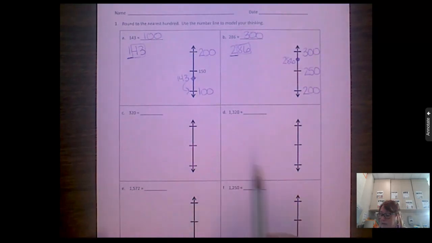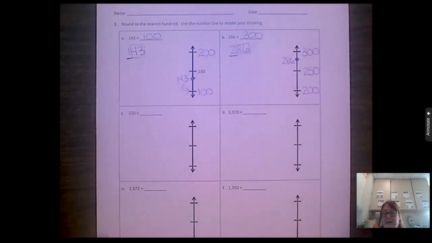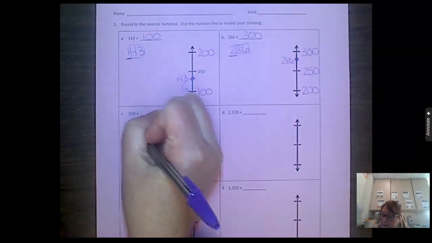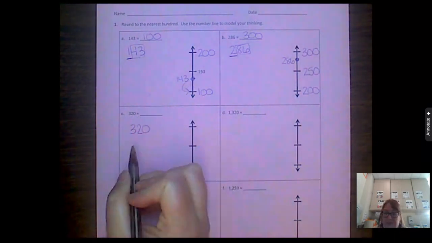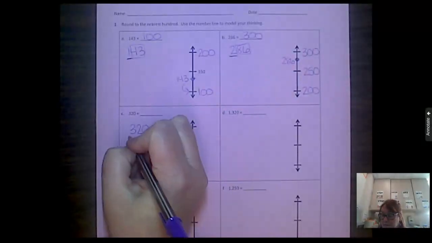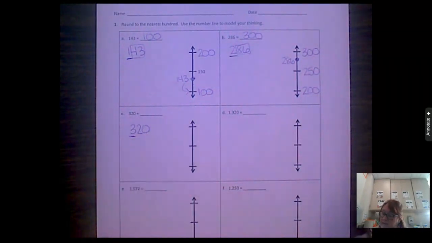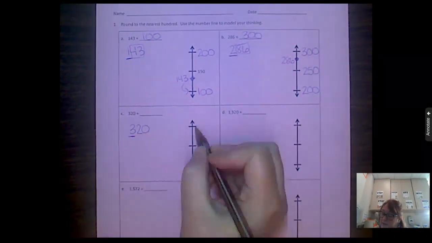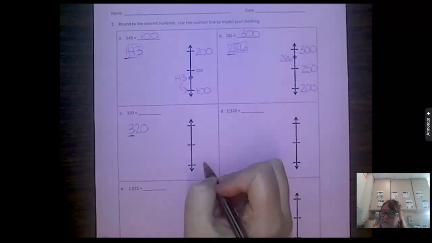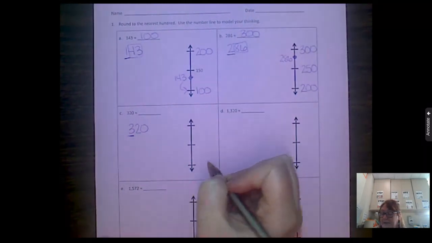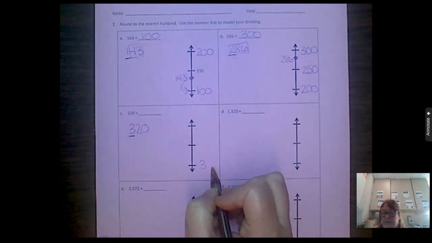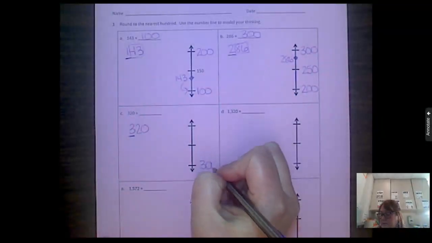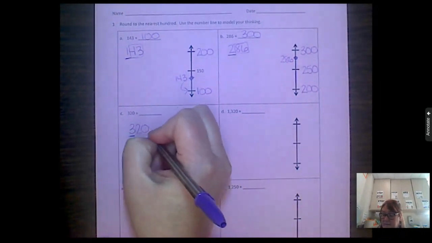Okay, so I'm hoping that you worked at least on C on your own and that you're back and checking with me. So I'm going to rewrite 320, and we're rounding to the nearest 100. So which number's in the hundreds place? The 3, right? And so I know that when I'm filling in my number line, my smallest 100, the 100 down at the bottom here, is going to begin with a 3. And these two numbers are going to be zeros, right? These two numbers here became zeros.